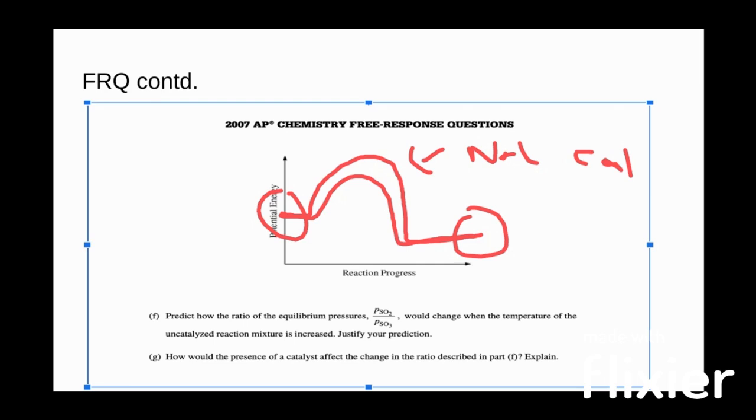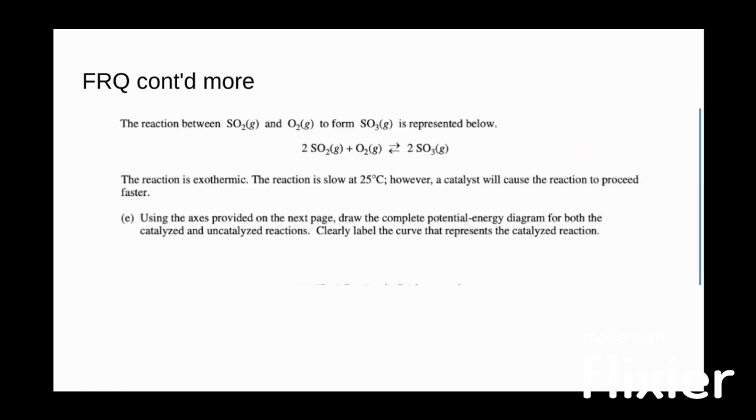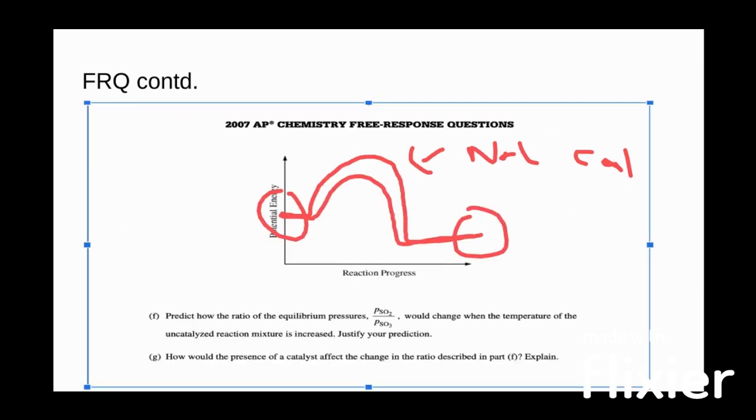It's asking us to predict how the ratio of the pressures of SO2 and SO3 would change when you increase temperature. So as we can see with the reaction here, temperature is nothing more than heat, and because it's exothermic, heat would be on the product side. And when you increase heat, by Le Chatelier, the reactants would also be increased. And so because of that, the SO2 produced would increase. And so when we go here, the numerator would increase. And so because of that, the ratio would also increase.